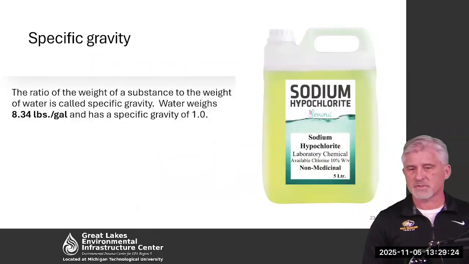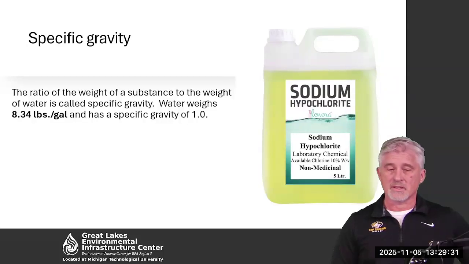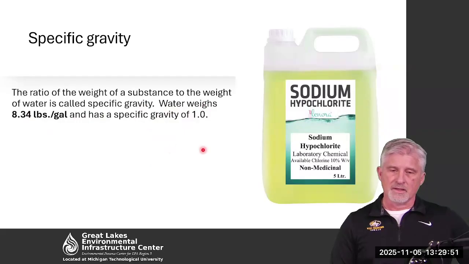All right, so we're on to specific gravity. When we're dealing with any kind of liquid in water treatment, we need to make sure that we take into consideration the specific gravity. The weight of water compared to the weight of a substance, that's the specific gravity. We know that water weighs 8.34 pounds per gallon, and it is the basis for all the rest of the specific gravity. So its specific gravity is 1.